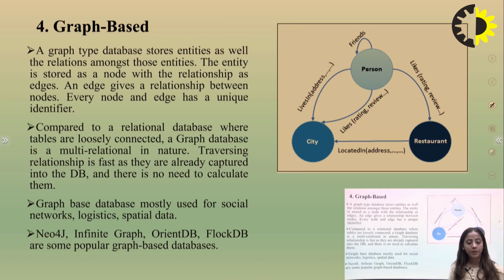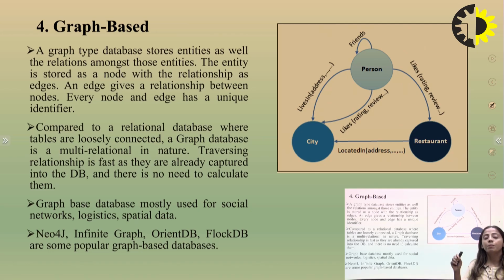Now, graph-based: a graph type database stores entities as well as the relations amongst those entities. The entity is stored as a node with the relationship as edges. An edge gives a relationship between nodes. Every node and edge has a unique identifier. Now, there are three nodes: city, person, and restaurant. Now, the restaurant is located in an address, the name of the city. This is the relationship between restaurant and the city, the address.